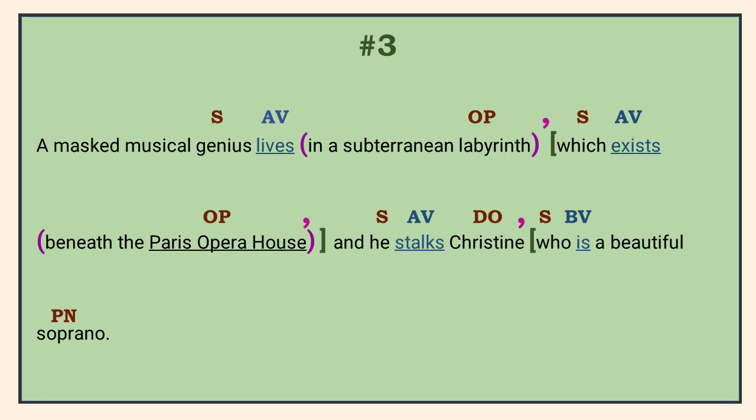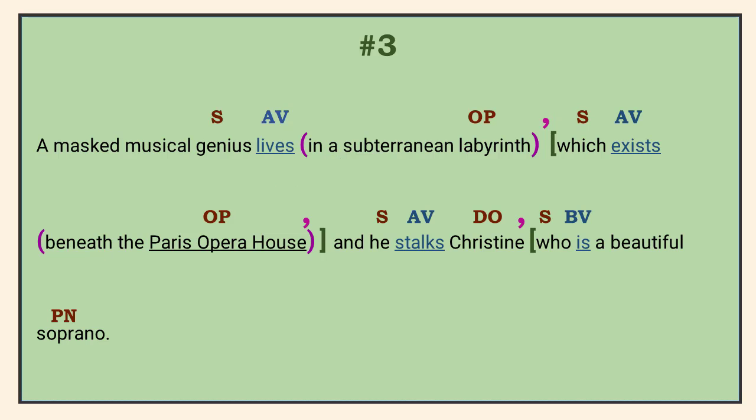Number 3. In a subterranean labyrinth is adverbial, telling where he lives. Its object is modified by the relative clause beginning with the pronoun which. This clause is non-restrictive, adding extra but non-essential information about the labyrinth. If you're not sure, look at the use of the indefinite article a. It could be any labyrinth. Therefore, commas on both sides of this dependent clause.